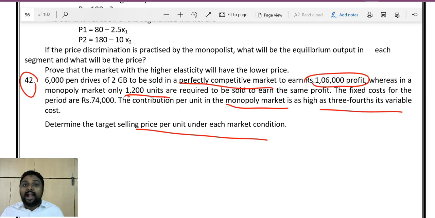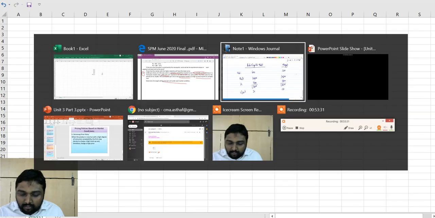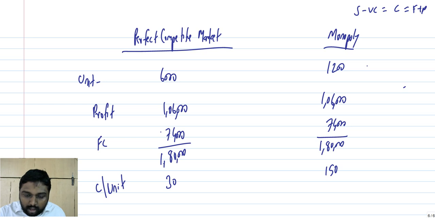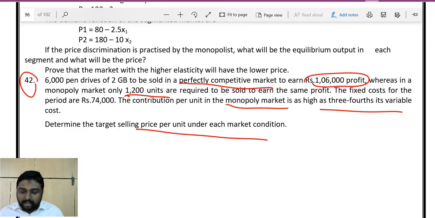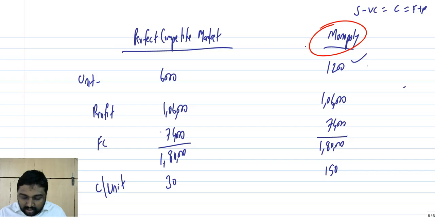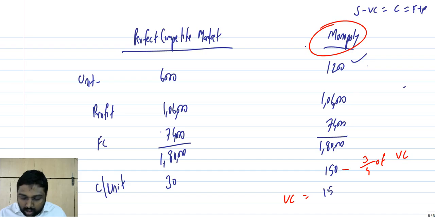The clue is monopoly market. That means we have to look into only this one. Monopoly market contribution is as high as 3/4 of its variable cost. So this is 3/4 of variable cost. What will be the variable cost? Variable cost will be 150 by 3 into 4, which will be 200.